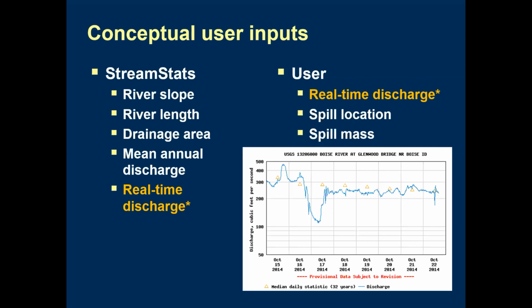I started the conversation with StreamStats because in StreamStats, we can get river slope, river length, drainage area, mean annual discharge, and to some degree, real-time discharge. And then from the user, you need to know spill mass, spill location, and then again, we'll talk about this, but real-time discharge.